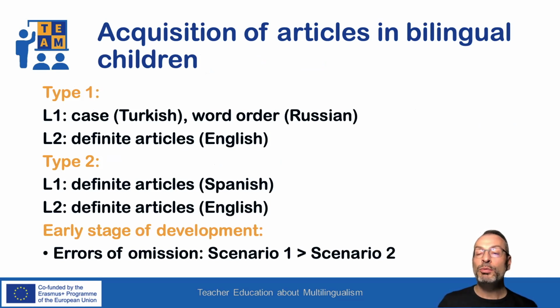Research has compared groups of children whose second language has articles, for example, English, but the first language doesn't have definite articles, for example, Turkish or Russian, to groups of children whose first and second language have articles, for example, English and Spanish. These have shown that at an early stage of development, children with a language combination of the first type omit more articles than children with a language combination of the second type. However, this difference disappeared at a later stage of development.